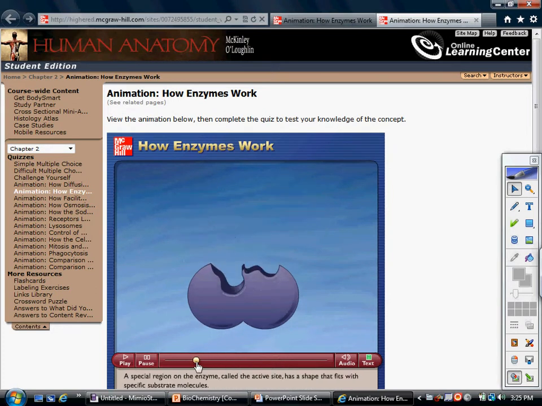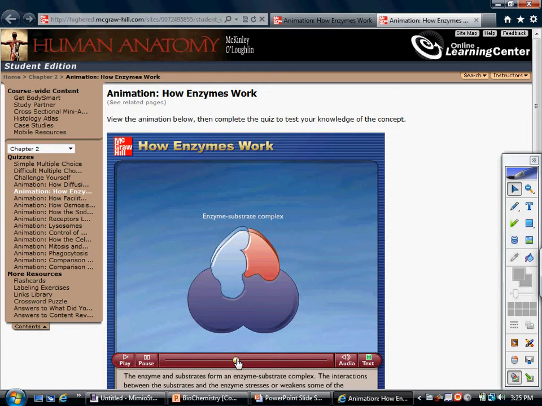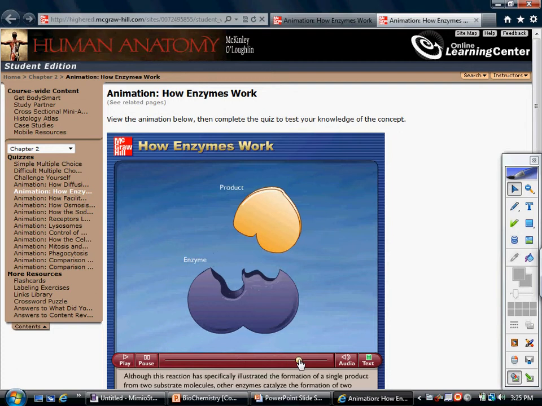So this is a chemical reaction. What's coming in are these substrates, and these substrates serve as our reactants. They join up with the enzyme, which changes their shape, and they're released as a product. So basically the enzyme is a location, actually more specifically the active site on an enzyme is the location at which a chemical reaction takes place.